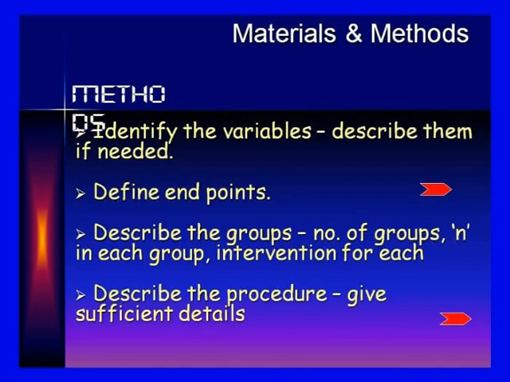And also, in each group, how many subjects you selected, or how many animals you have chosen for each group, and the intervention for each. What is the intervention? Whether you give vehicle, or you give placebo, or you give drug A or drug B. So what is the intervention for each one?